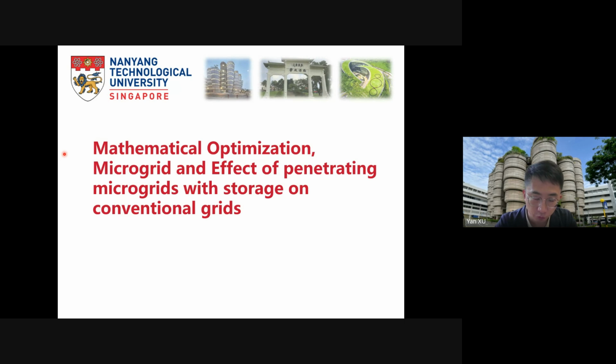So first of all, I will introduce some fundamentals of the mathematical optimization, which will be applied for microgrid energy management. And after that, I will introduce some basic concepts and infrastructure of the microgrid. And after that, I will show you some specific research works on microgrid optimization with energy storage. And you will see how this microgrid can exchange the power with the conventional main grid during its operation when it is trying to maximize its revenue. And so that is basically the topic of today.